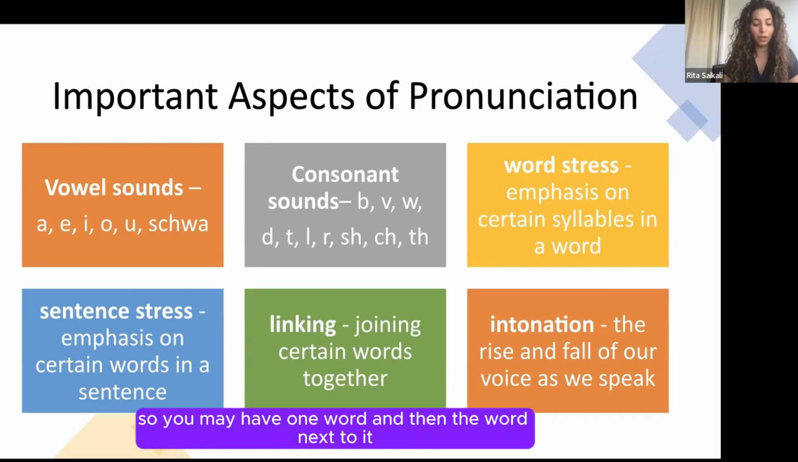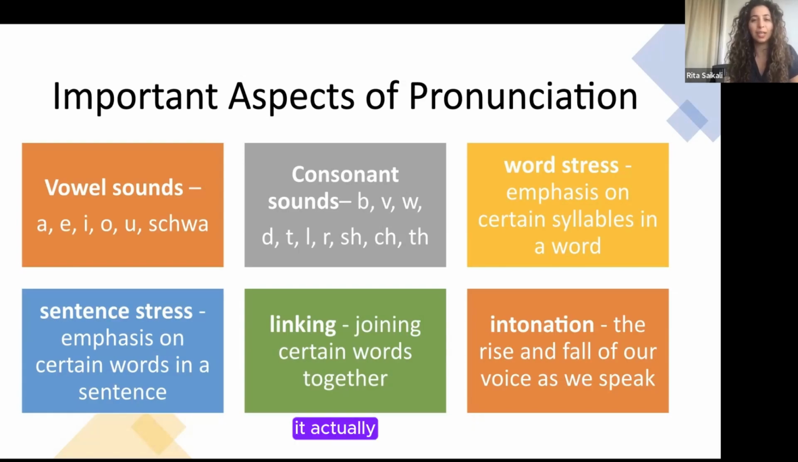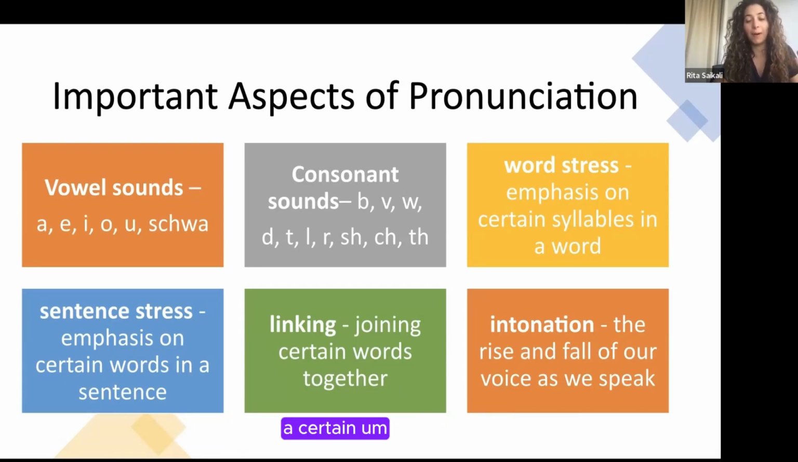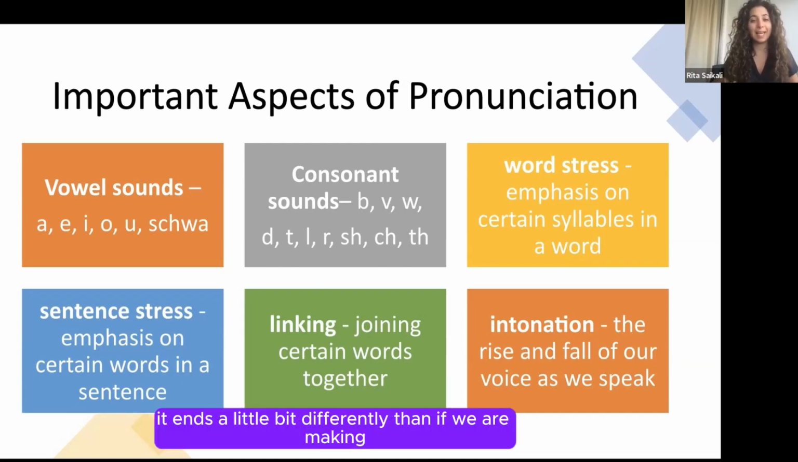So you may have one word and then the word next to it, and what would seem as if this is where this word ends and this is where this word begins, it actually is linked a little bit differently than what we'd expect within a certain accent or within a certain way of speech or pronunciation. And then we have intonation, and intonation is really the rise and the fall of our voice as we speak to kind of point to a particular thing, right? For example, if we're asking a question, it ends a little bit differently than if we are making a statement.